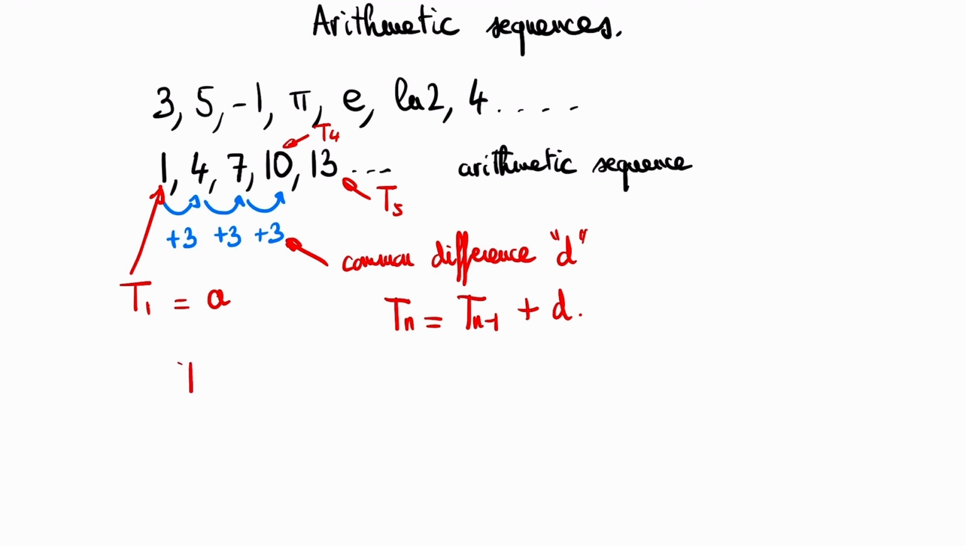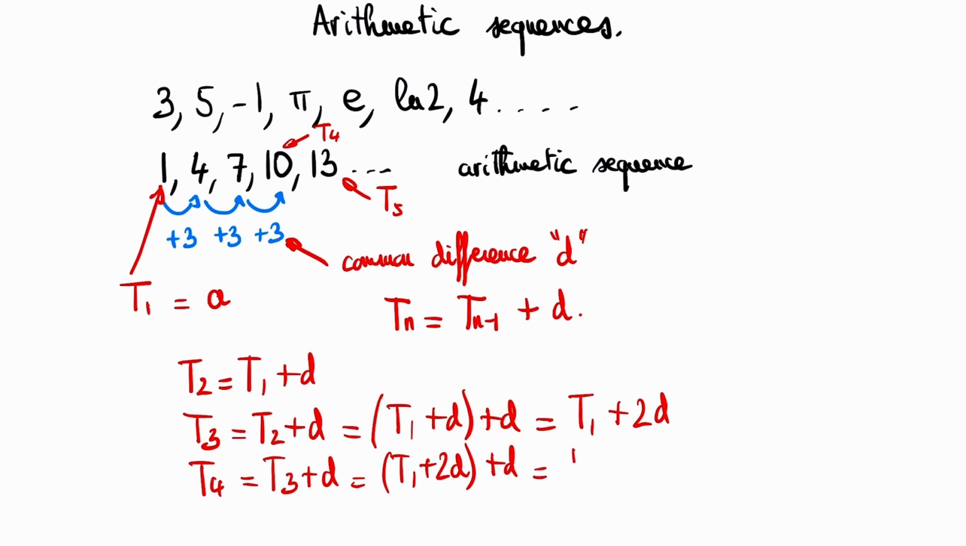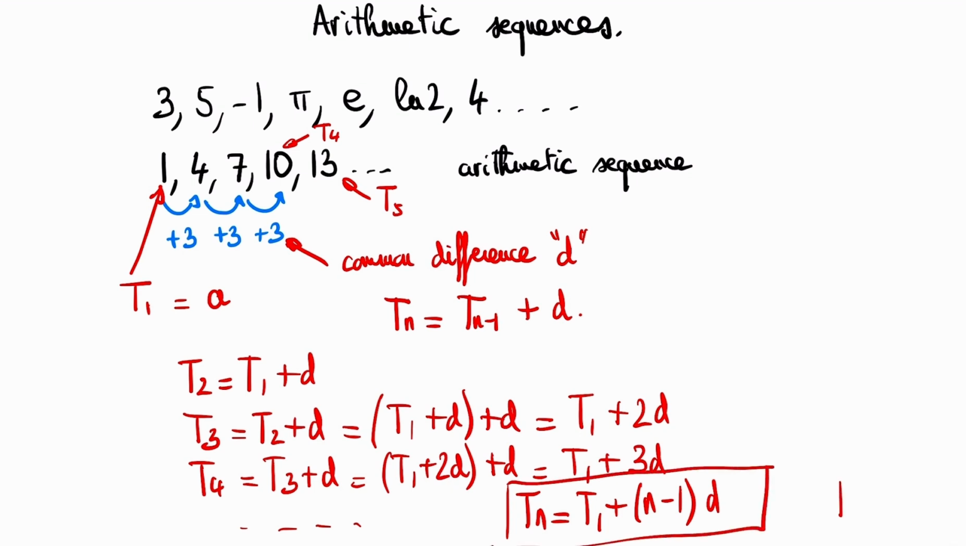So basically T2 is equal to T1 plus D, and then T3 is equal to T2 plus D, which is T1 plus D plus D, so it's equal to T1 plus 2D. And then T4 is equal to T3 plus D, which is the same as T1 plus 2D plus D, which is T1 plus 3D, and so on. So it's not too difficult to realize that Tn is equal to T1 plus (n minus 1) D. This formula is in the formula sheet.